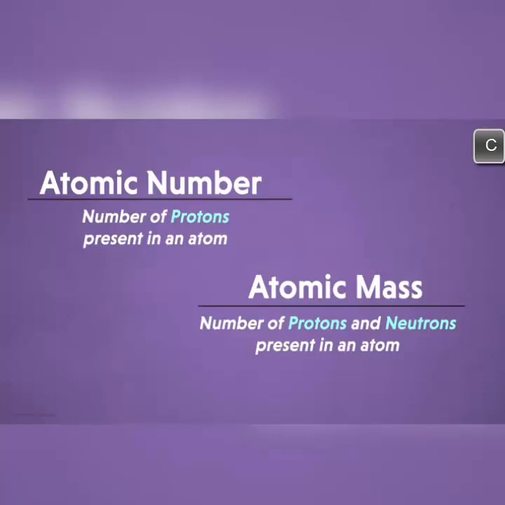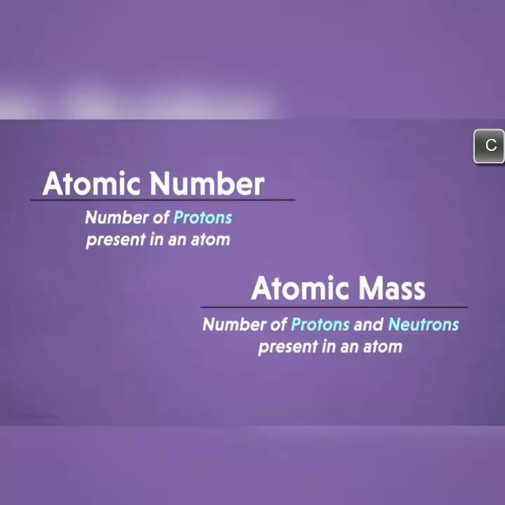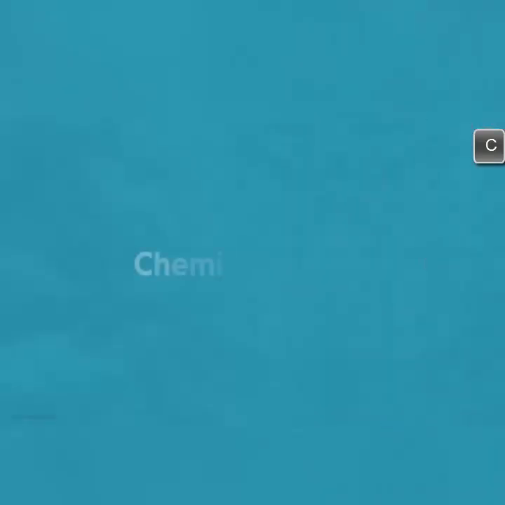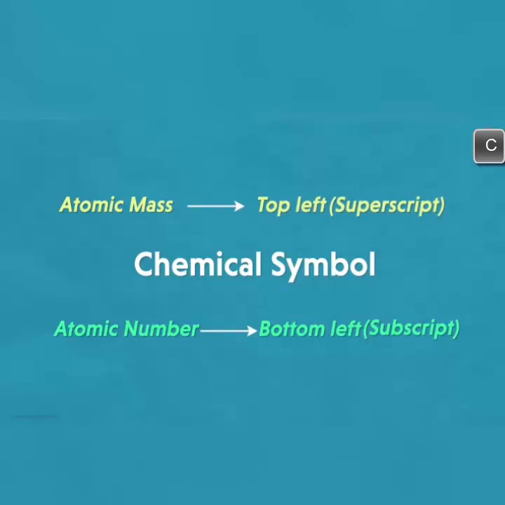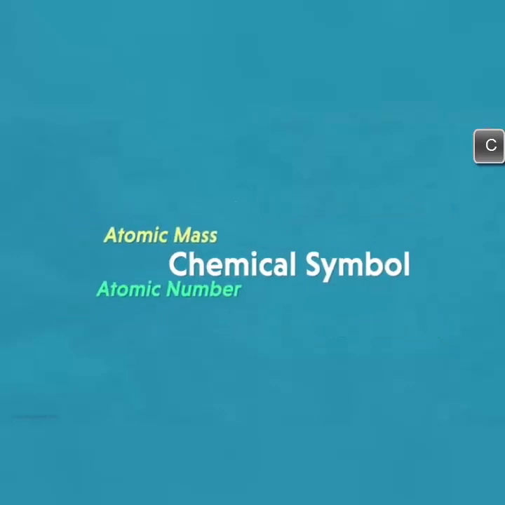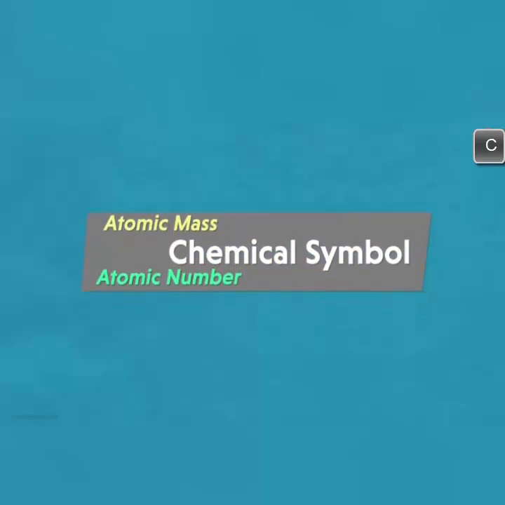Now a question comes: is there any way to represent the elements? Yes, we can represent the elements by their chemical symbol, and we can also represent the atomic number and atomic mass of that element along with the chemical symbol. Here you can observe the atomic number is written as a subscript of the chemical symbol and the atomic mass as a superscript.